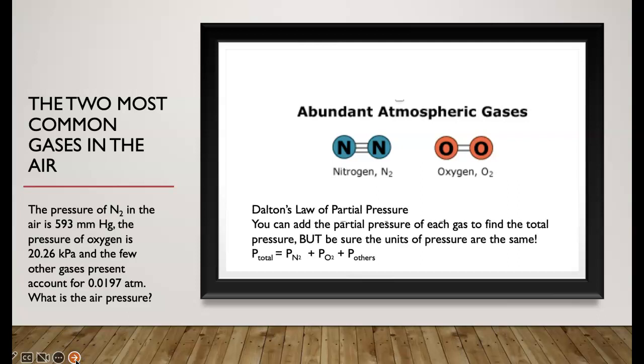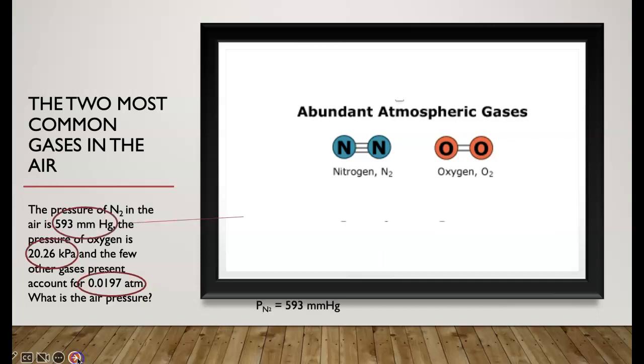Of course, hopefully you were thinking of Dalton's law of partial pressures here, because we have the pressures of various gases, and when they're added up, we can find the total pressure. The problem here is that our units are not the same. You see, we have millimeters, kilopascals, and atmospheres. You need to be able to recognize those as units of measure for pressure, and then, of course, simply convert.